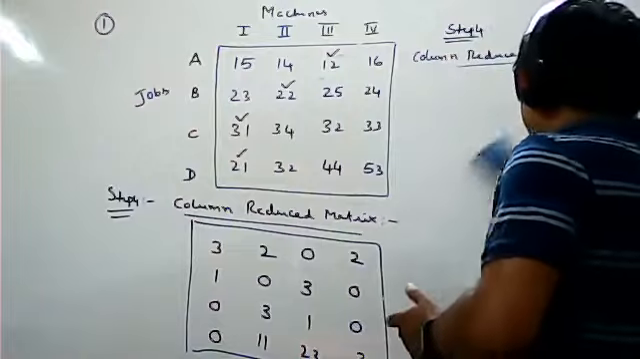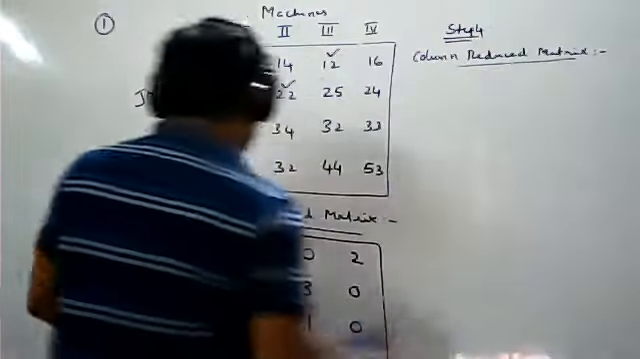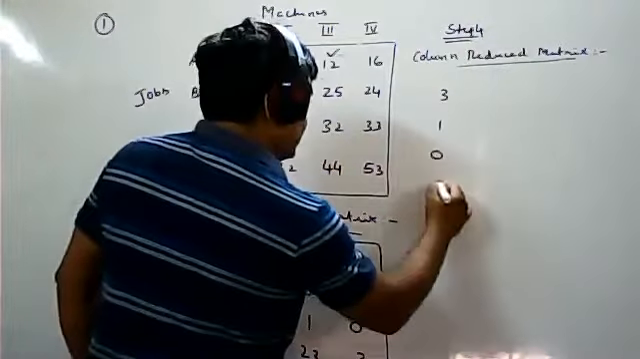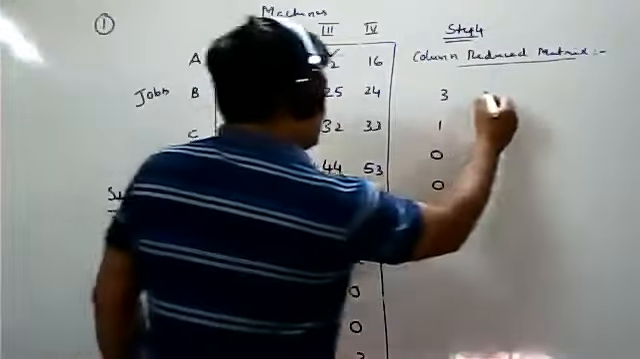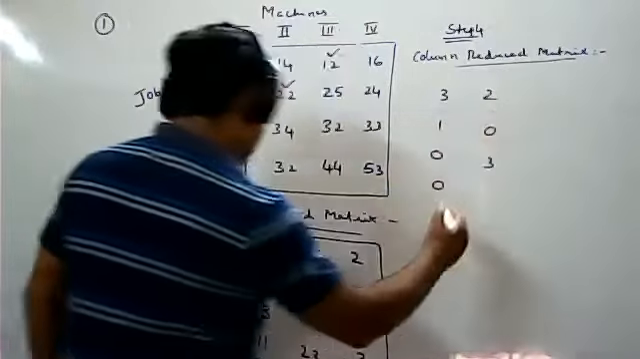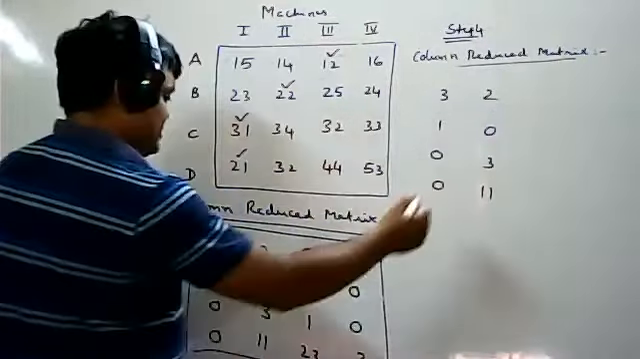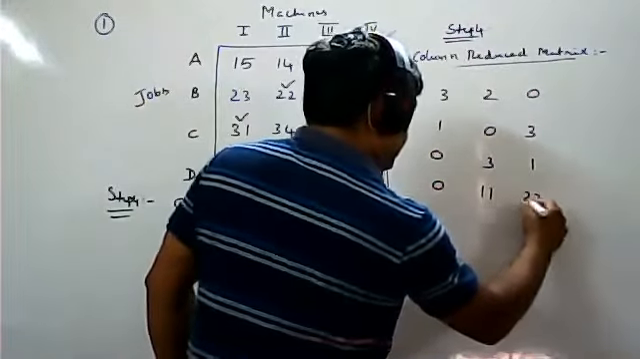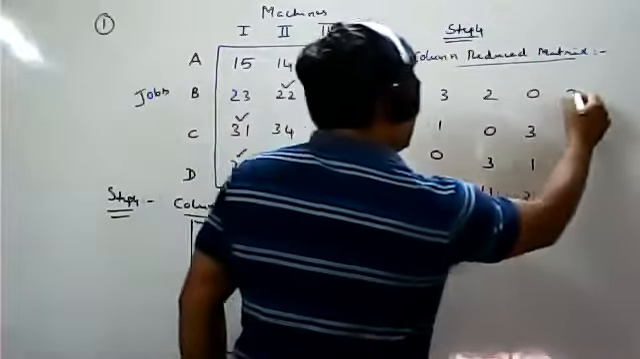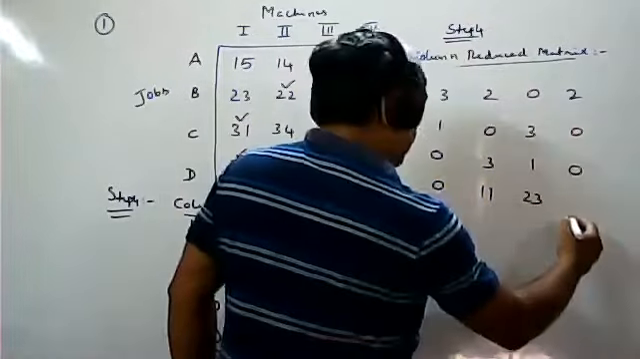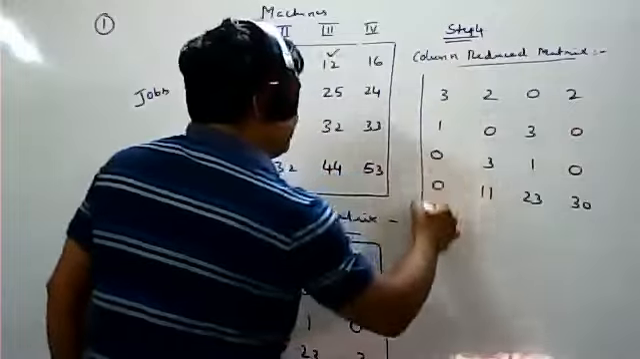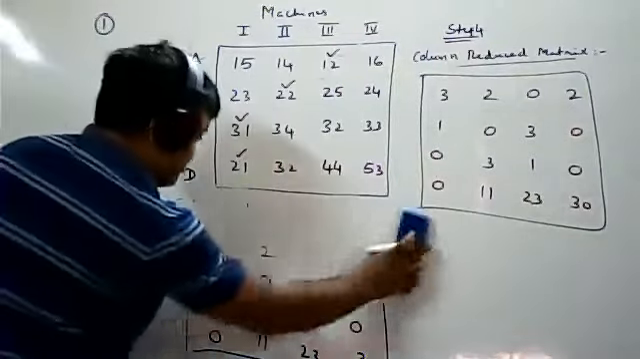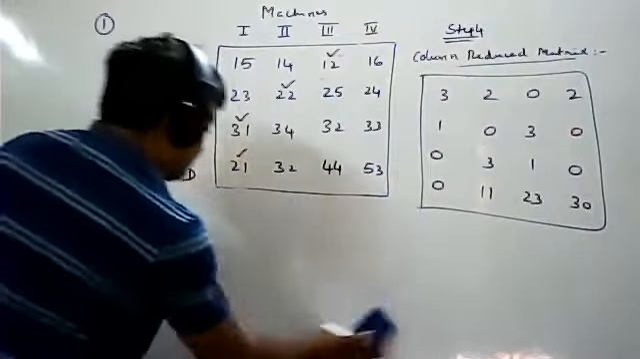I will copy it here. What is the first column you got? 3, 1, 0, 0. Then 2, 0, 3, 1. Then 0, 3, 1, 2. And then 2, 0, 0, 3. So this is the fourth step you are getting. I don't have space here, that's why I copied it there. So that is step number 4.